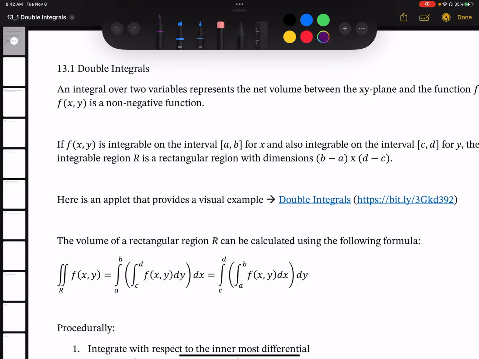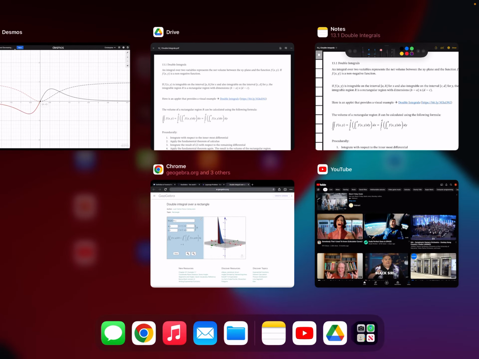Hey students, in this video we're going to talk about double integrals. So first, I open an applet in GeoGebra.